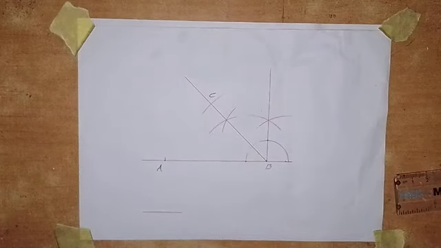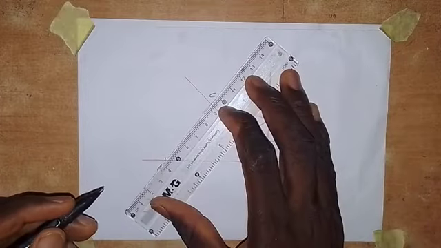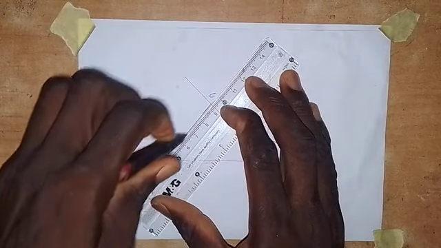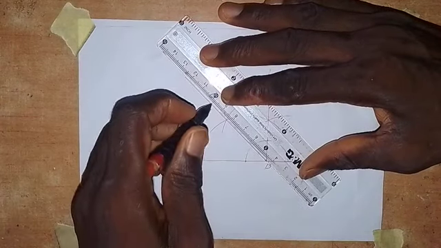So what we have to do now is join point A and C together, and then make this line BC a thick line.